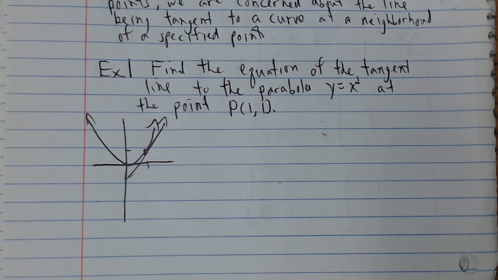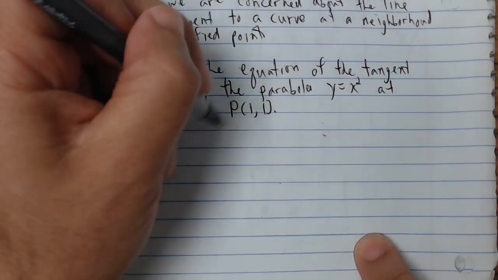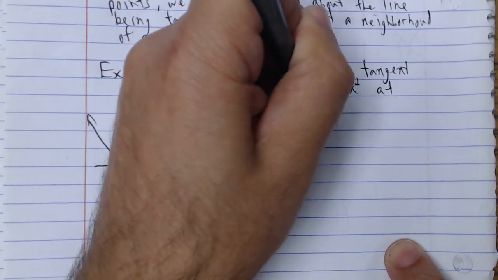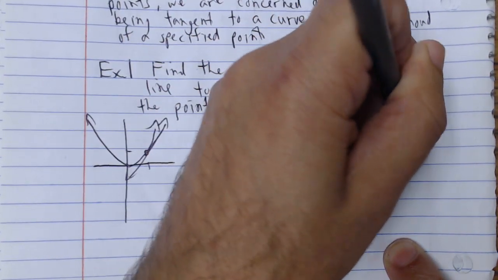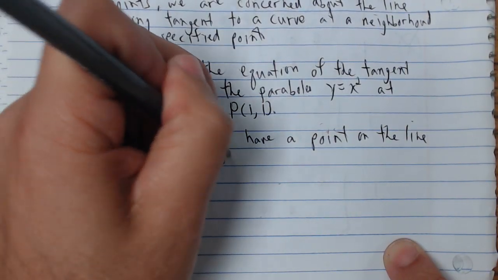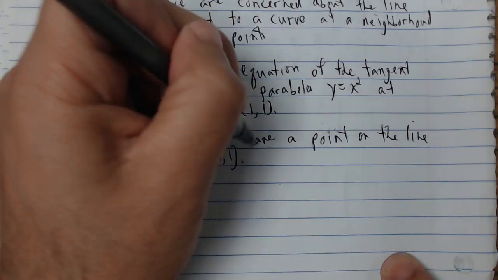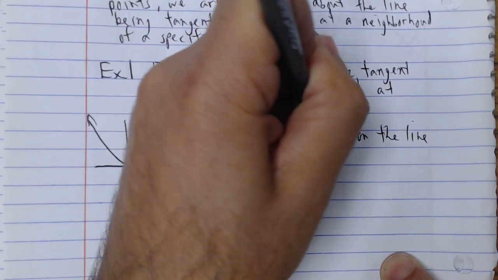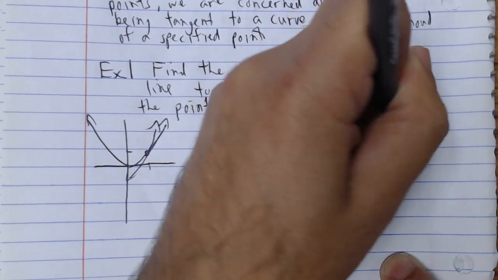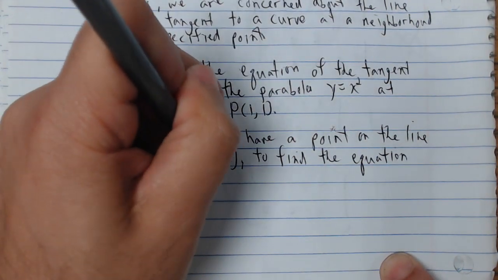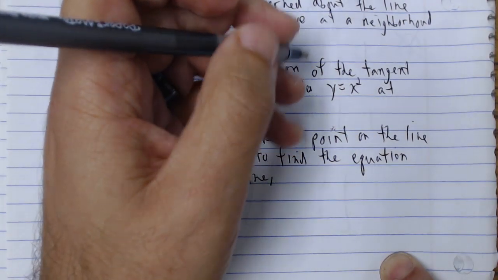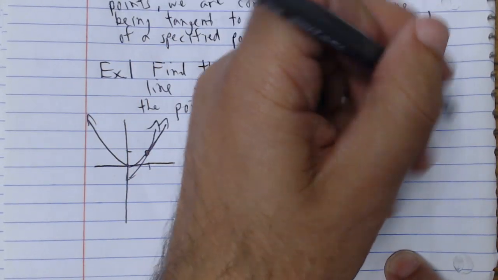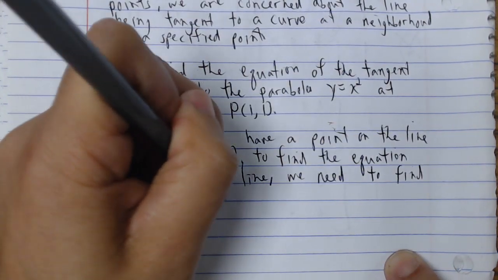In other words, we have a point on the line, which is strictly (1, 1). Where we're really stuck is that to find the equation of the line, we need to find its slope.